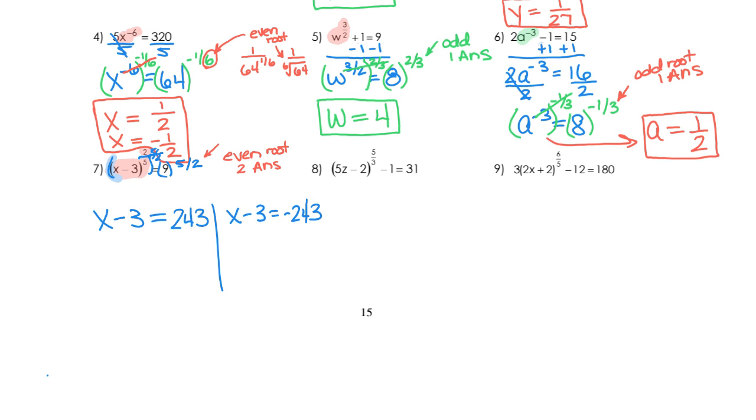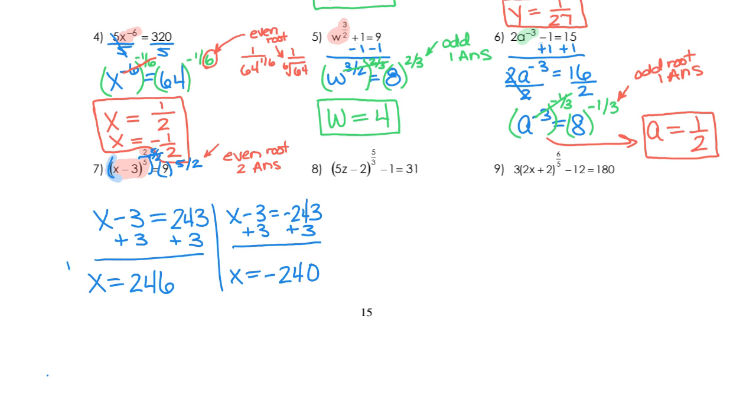And so we're going to go ahead and set up our 2 equations here, okay? And we're going to add 3 to both of them. On this side, x is going to come out to equal 246. And on this side, when I add 3, just watch out, you're adding 3 to a negative 243, which is actually going to give you a negative 240. So we have one positive answer and we have one negative answer.